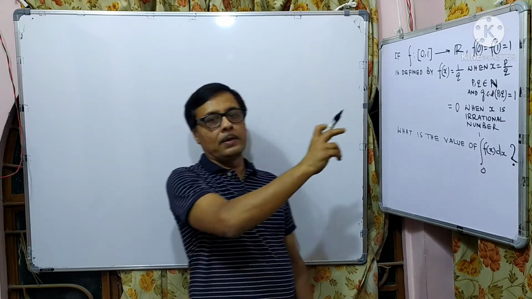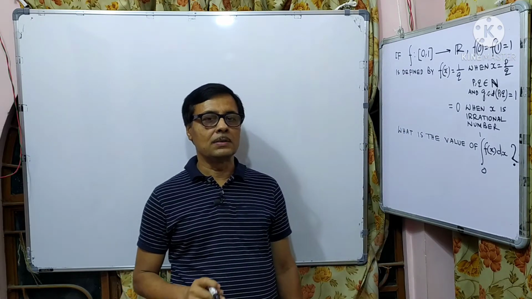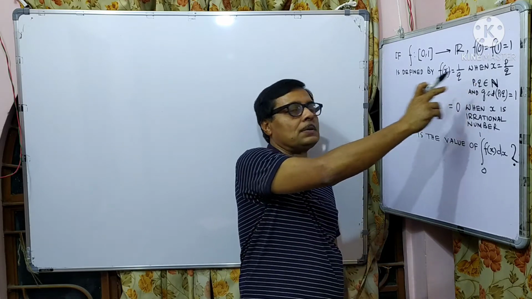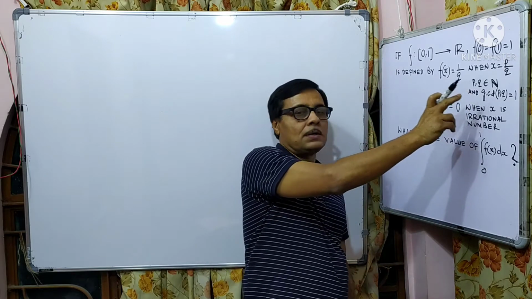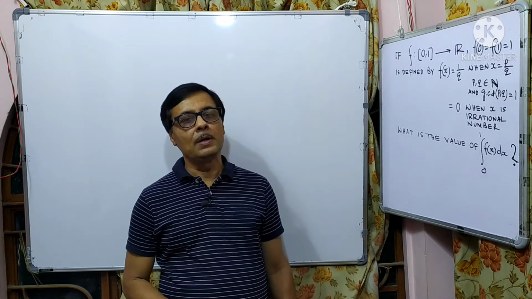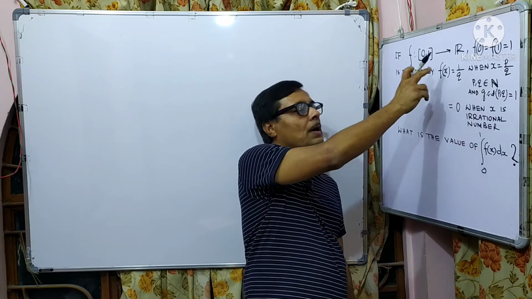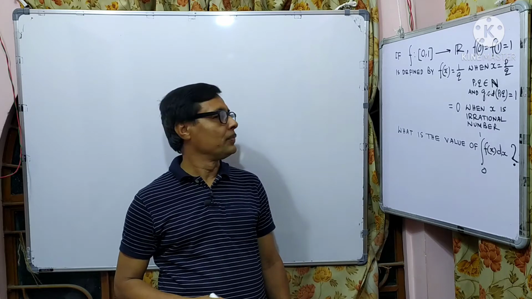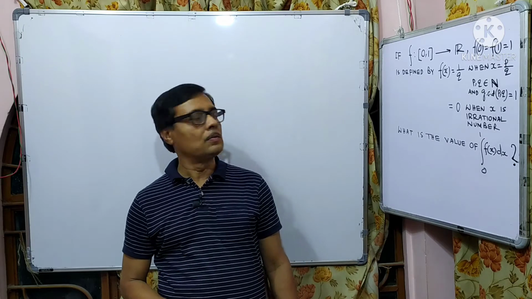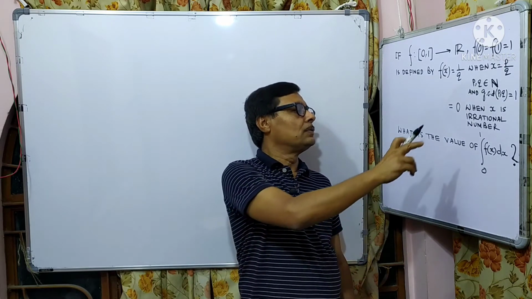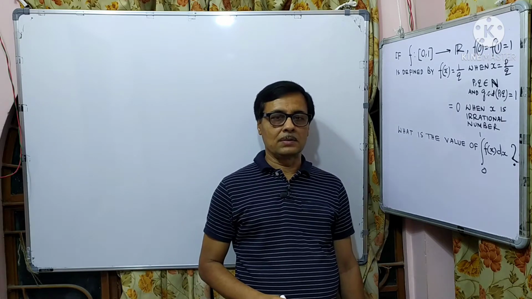It is defined by f(x) equal to 1 over q when x equals p over q, that is a rational number. p, q obviously belong to the set of natural numbers, and GCD, the greatest common divisor of p and q, is 1. And when x is an irrational number, the value of the function is given as 0. Then what is the value of the integral from 0 to 1 of f(x) dx? We have to find out this definite integral.